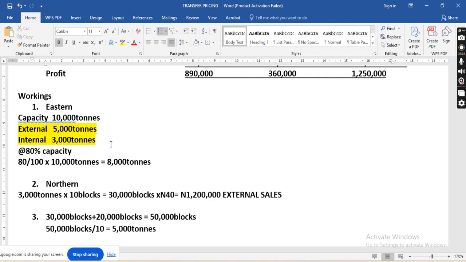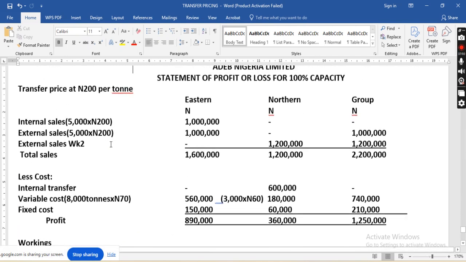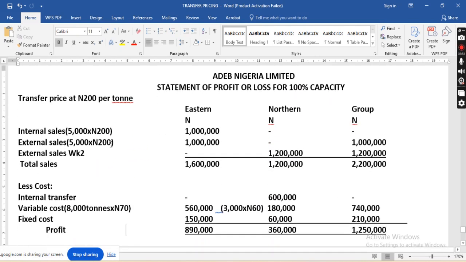If you have 20,000 blocks plus the original one, that is 50,000 blocks. Now, how many tons can you see in 50,000 blocks? That is 5,000 tons, since 1 ton is 10 blocks. So 5,000 tons gives us 50,000 blocks.